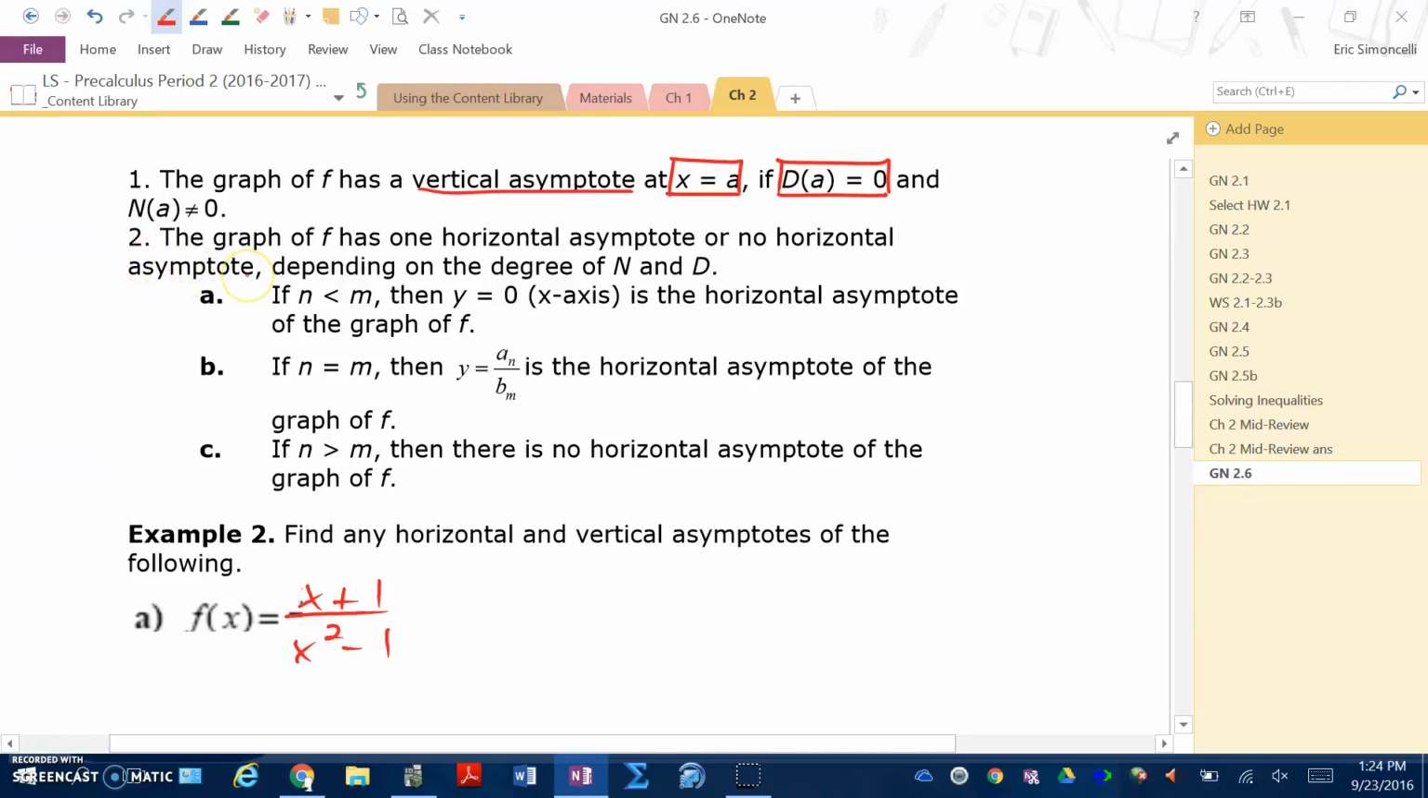Second, the graph of f has one horizontal asymptote or no horizontal asymptote, depending on the degree of n and d. Part A of 2 says that if n is less than m, in other words, if the numerator degree is less than the denominator degree, then y equals 0 is the horizontal asymptote. It's the x-axis, technically. And that's, of course, of the graph of f. B, if n is equal to m, which we saw on example 1 on the previous page, then y equals a sub n divided by b sub m is the horizontal asymptote.